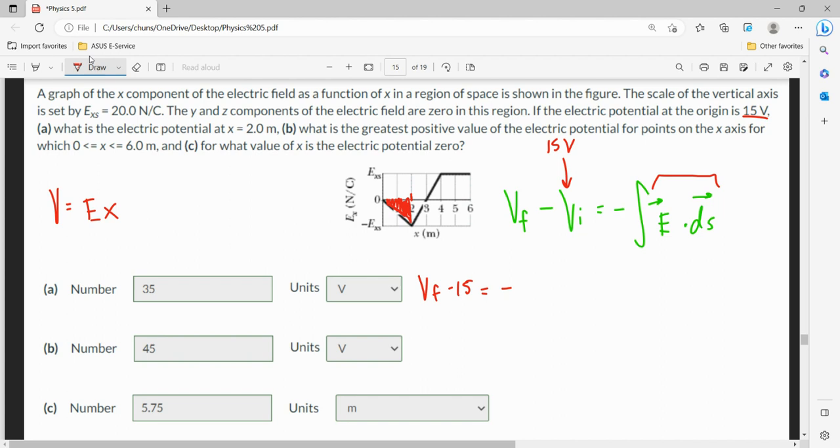So we have negative area. So this would be, and our E x is negative 20. So this is minus negative 20 times our distance, which is 2. And this is a triangle, so we have to divide it by 2. And this gives us, so these twos cancel, so this is 20, positive 20, and we add that 15, V F equals 35 volts. All right, so that is our first question done.